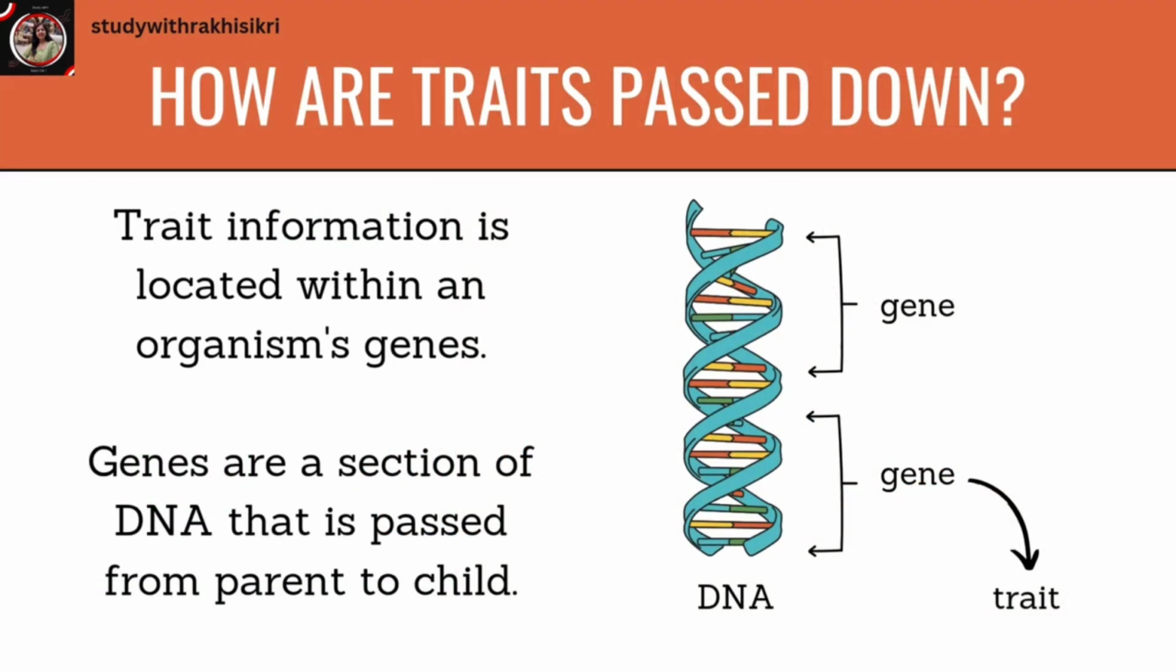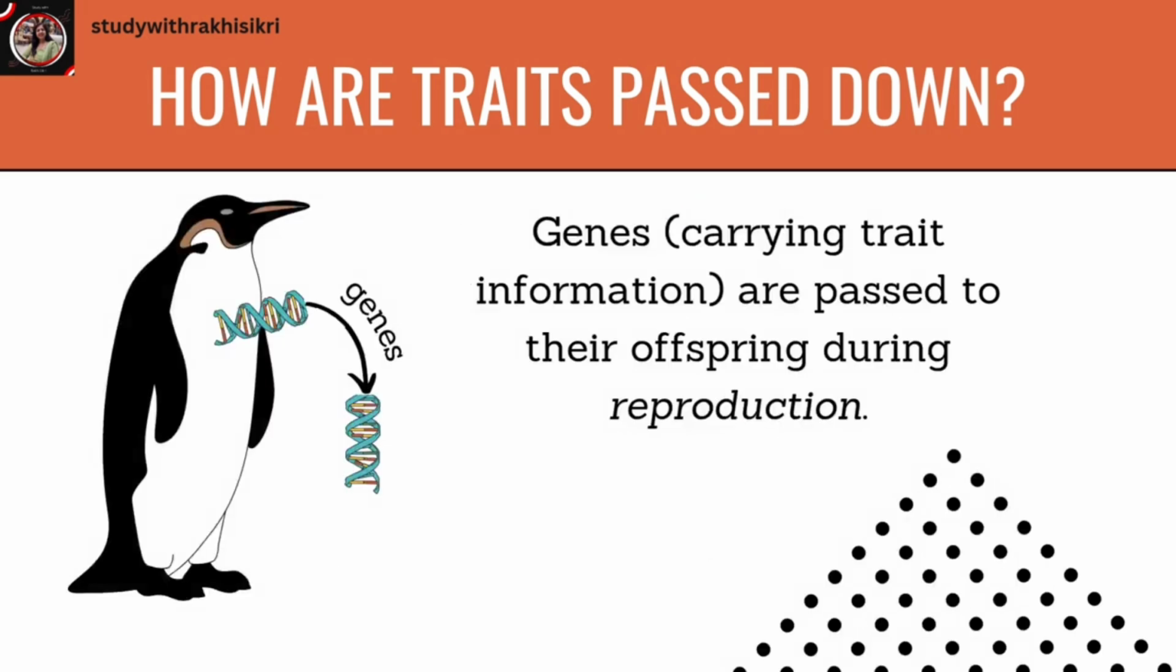Trait information is stored in our genes. Genes are tiny sections of DNA, our genetic code, passed from parent to child. These genes determine everything from how we look to how our bodies function. During reproduction, genes carrying trait information are transferred to offspring. These genes are like instruction manuals for building a new living being.